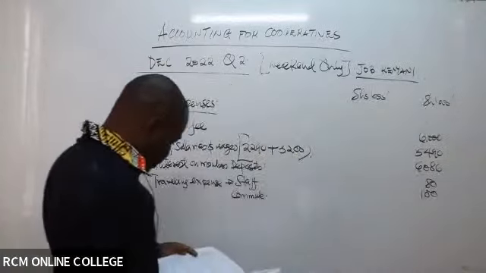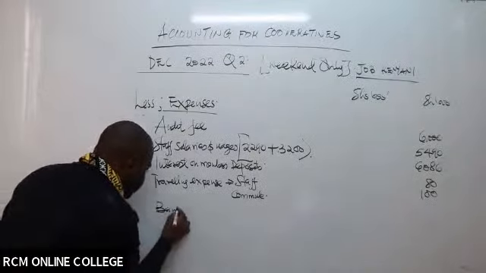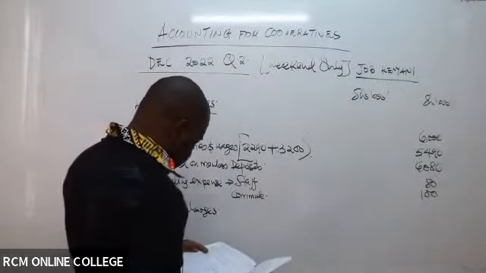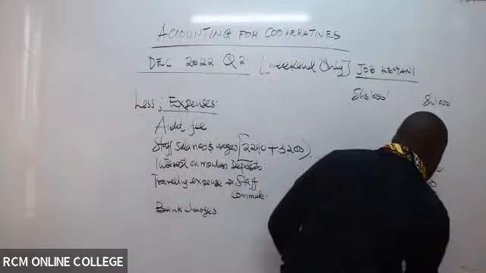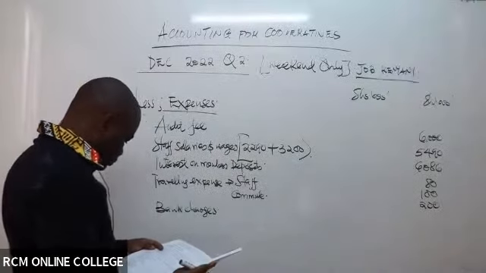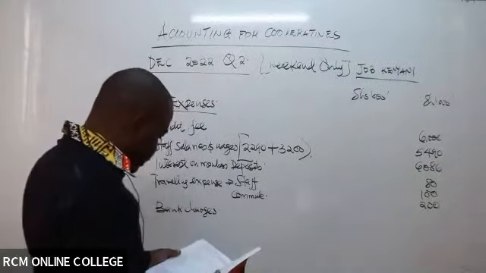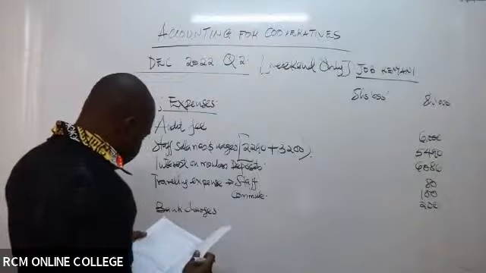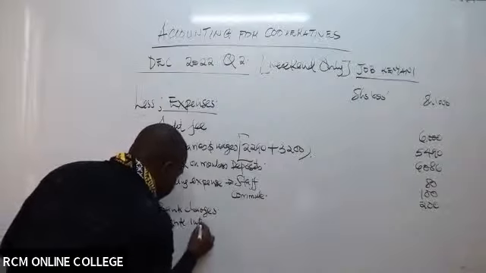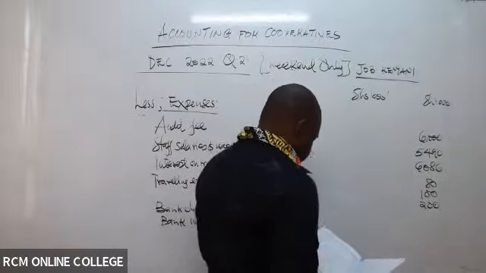Another item, if you go down there, you have bank charges. You can see bank charges at 200. We have bank interest. So probably there was a loan they ended up taking. So they have bank interest, which I think is 810.